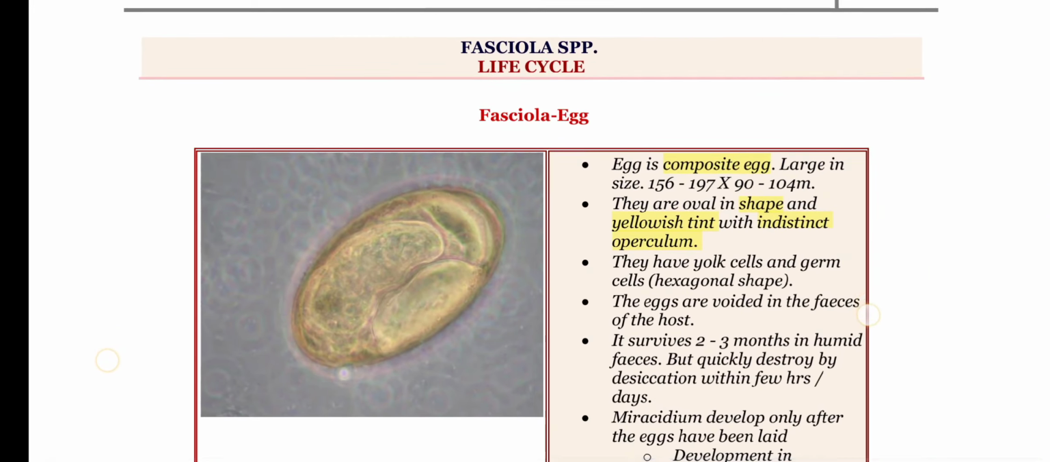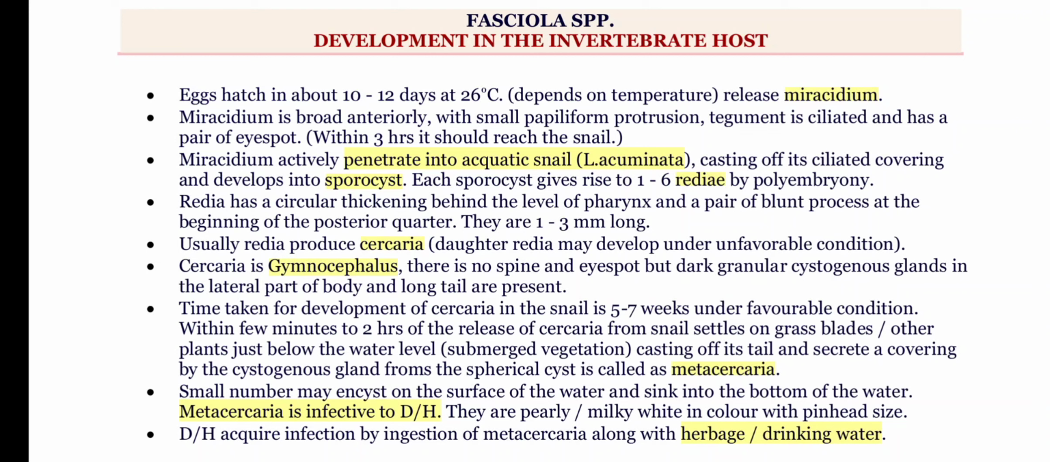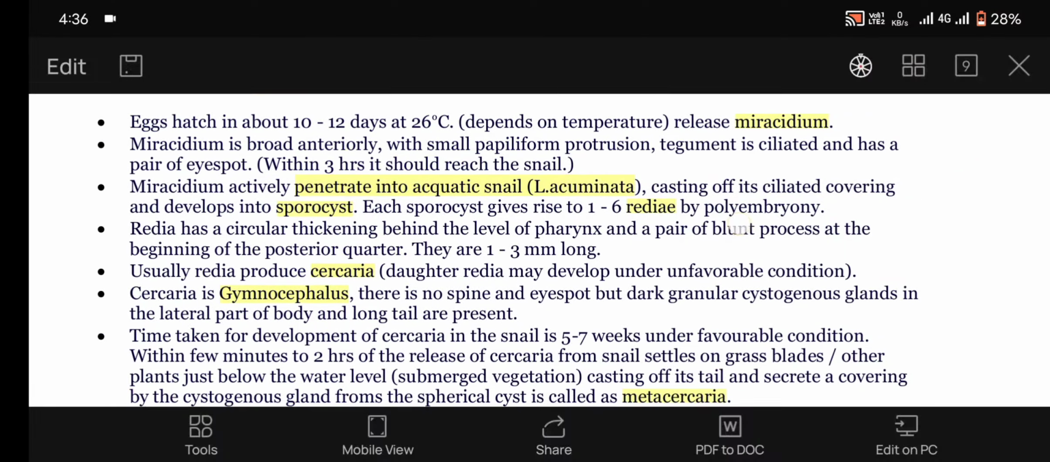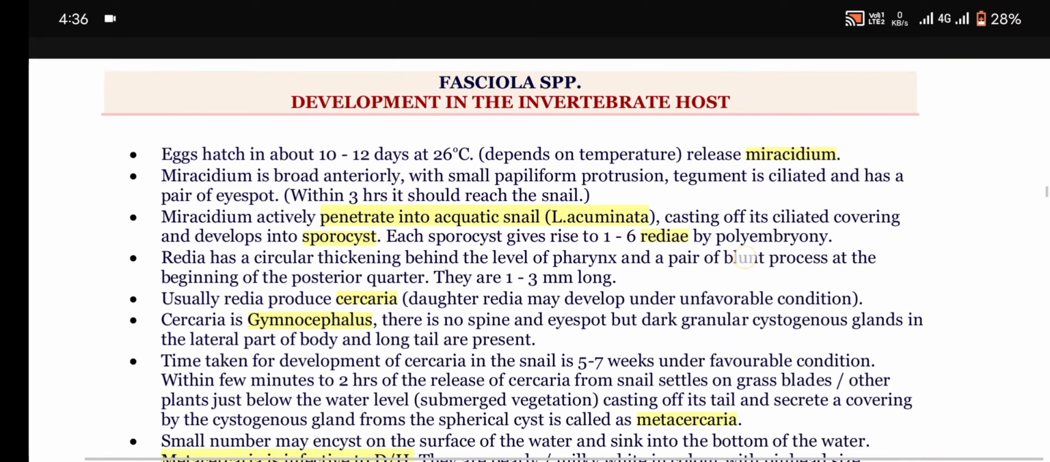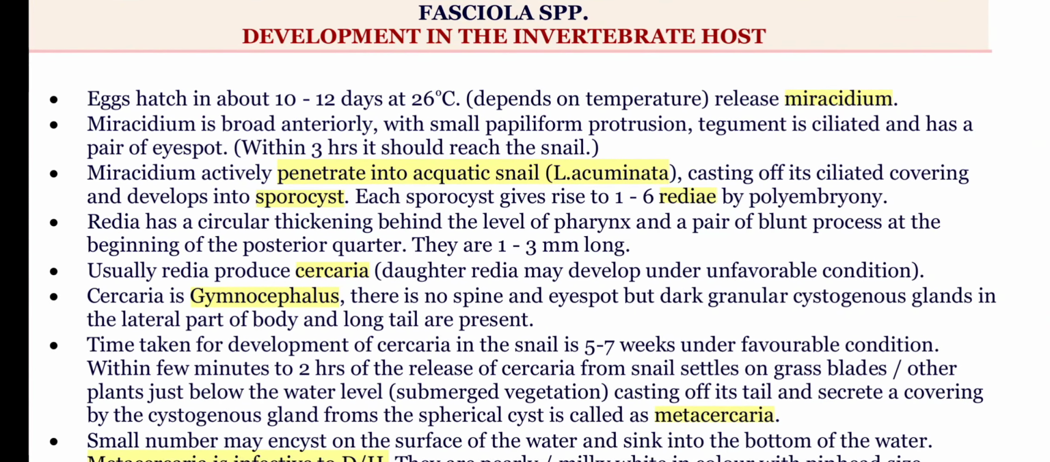Now let us look at the life cycle of the Fasciola. The life cycle is divided into two types, that is based on the, now let us look at the life cycle of fascioliasis. The definitive host for the Fasciola is ruminants, whereas the intermediate host is the snail, and that intermediate snail is an invertebrate. So they are saying development in the invertebrate host, what will be happening in the snail.